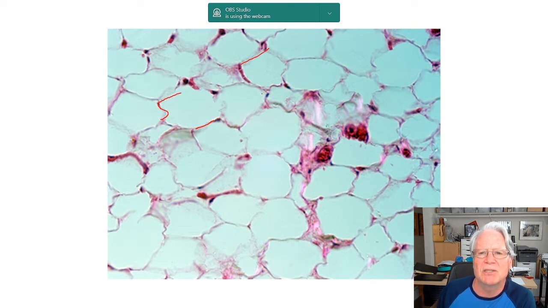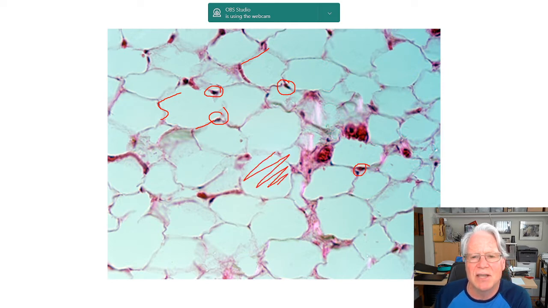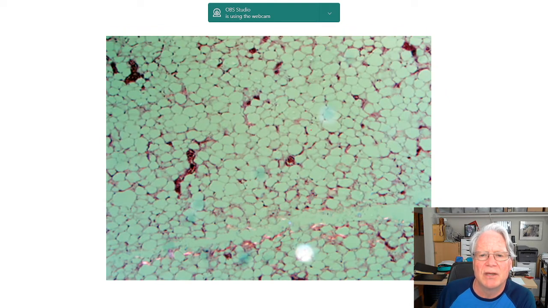Okay, so we get this pattern. And then we get these dark regions here, here. That's the nuclei. So that's the nuclei of the cells that are being pushed off to the edge. And again, we can see that most of the cell contains that big droplet of fat. Okay, let's move on. Again, another view, very typical.